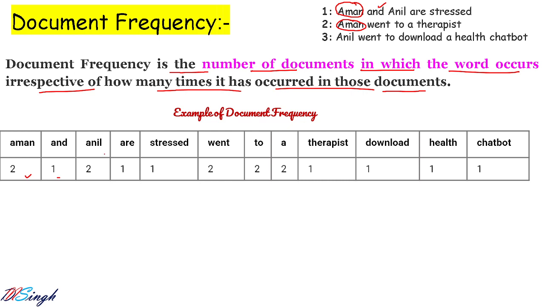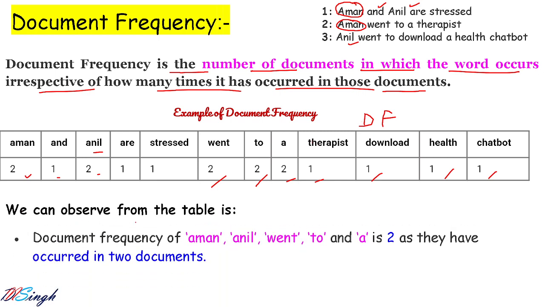or for all the words which are in the vocabulary. All unique words are present in what? Vocabulary. Anil came 2 times, and you can say Anil is present in document number 1 and 3 also. "To" came 2 times, so as you can see, 2. "Went" also came 2 times. "A" came 2 times. Therapist came only 1 time. Download came 1 time. Health chatbot 1 time. So this table is called what? DF, document frequency.